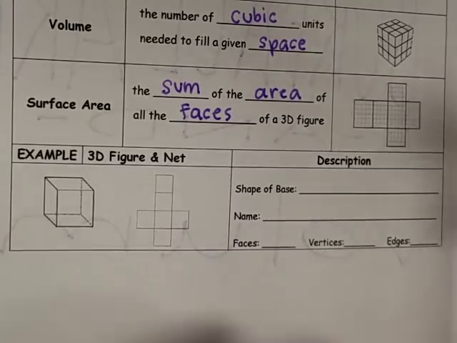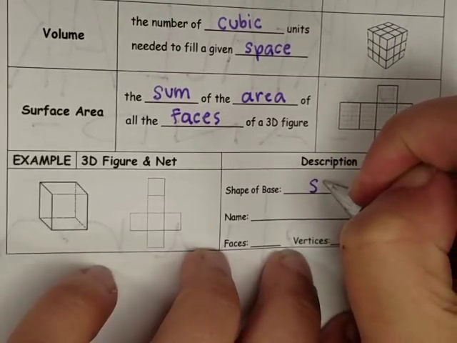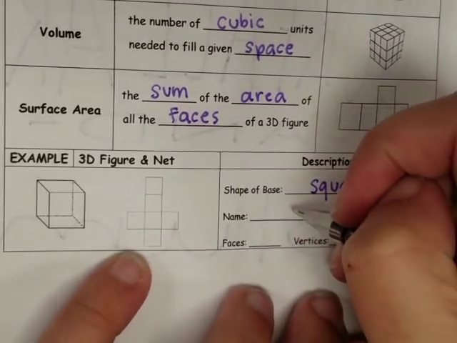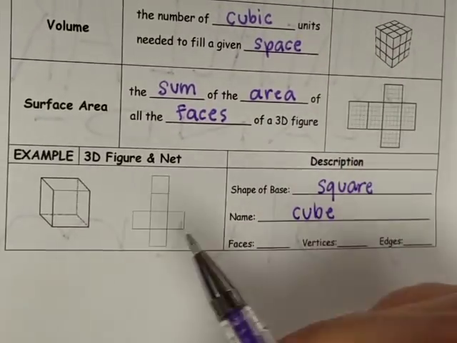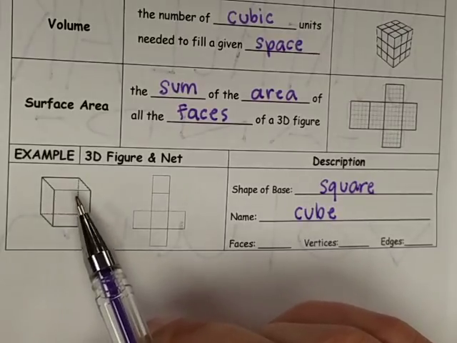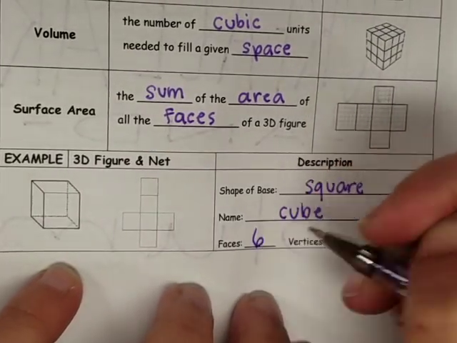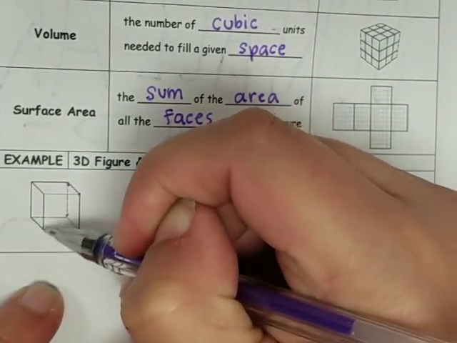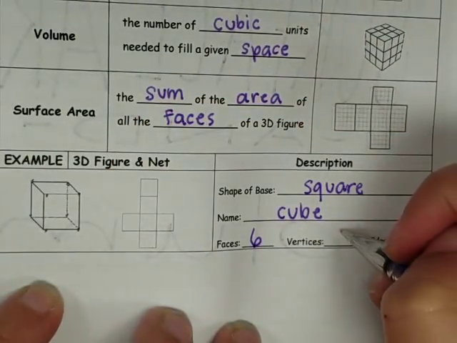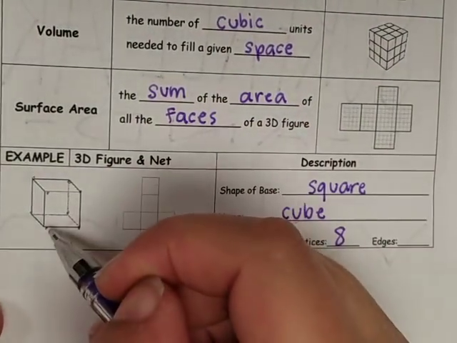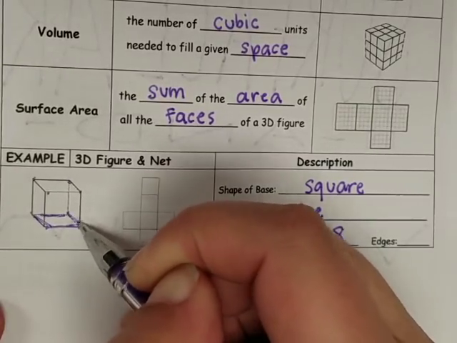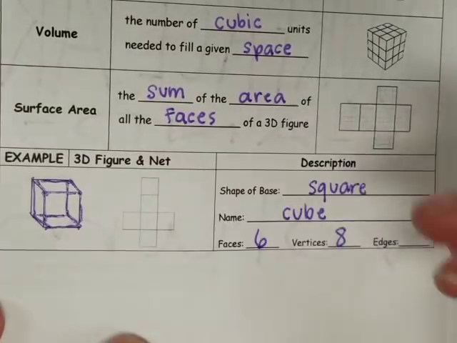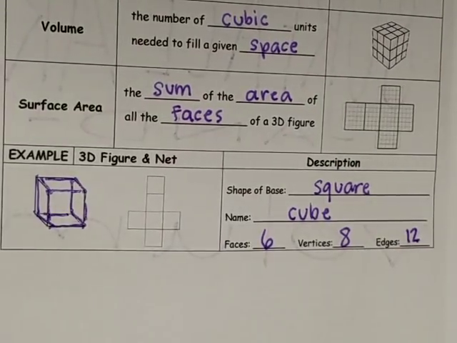So the shape of the base is a square. And since all the sides are equivalent, we're going to call this a cube. The number of faces is 1, 2, 3, 4, 5, 6 faces. The vertices are right here in the corners, 1, 2, 3, 4, 5, 6, 7, 8. And then the edges, we're going to count those, 1, 2, 3, 4, 5, 6, 7, 8, 9, 10, 11, 12. So there are 12 edges in a cube.